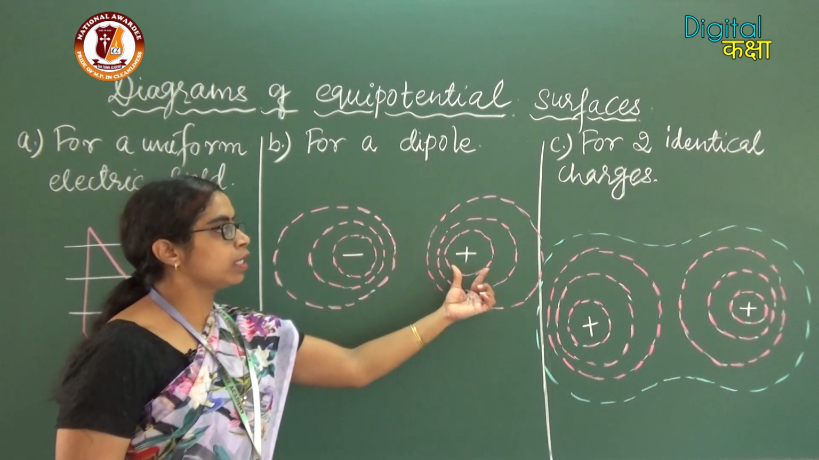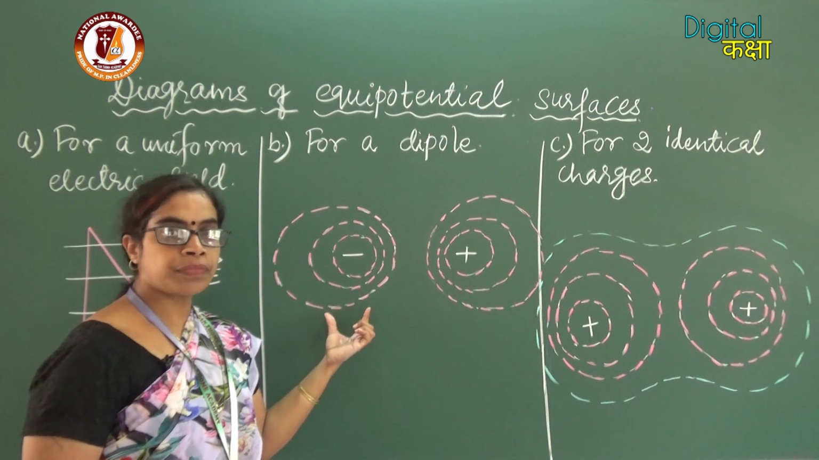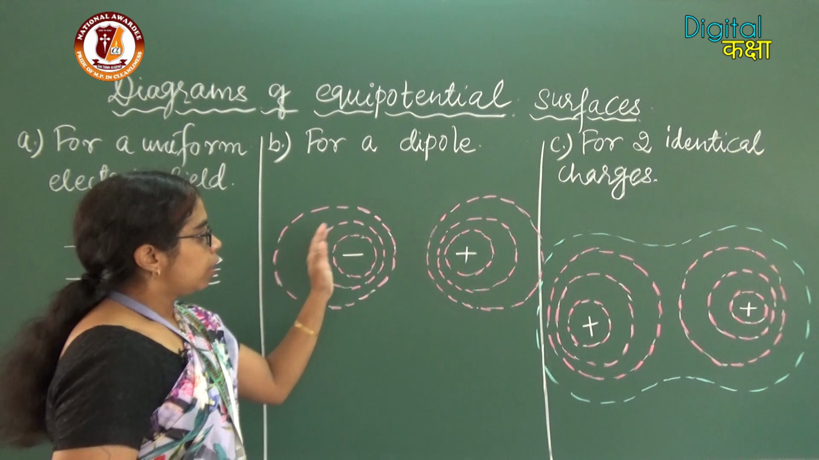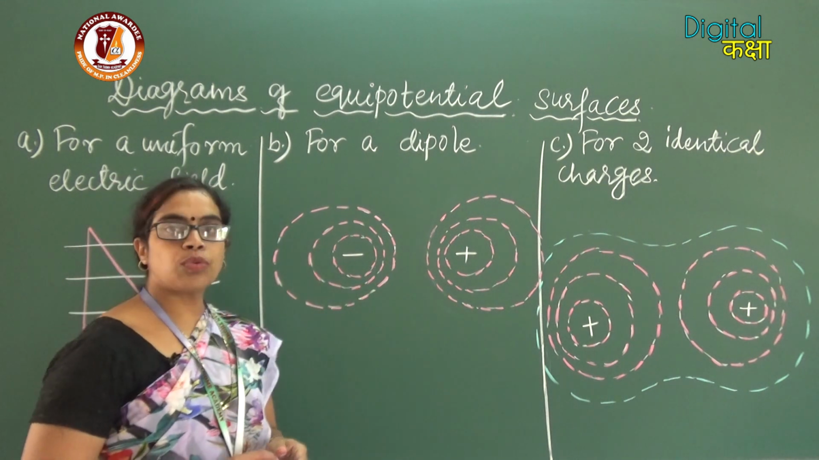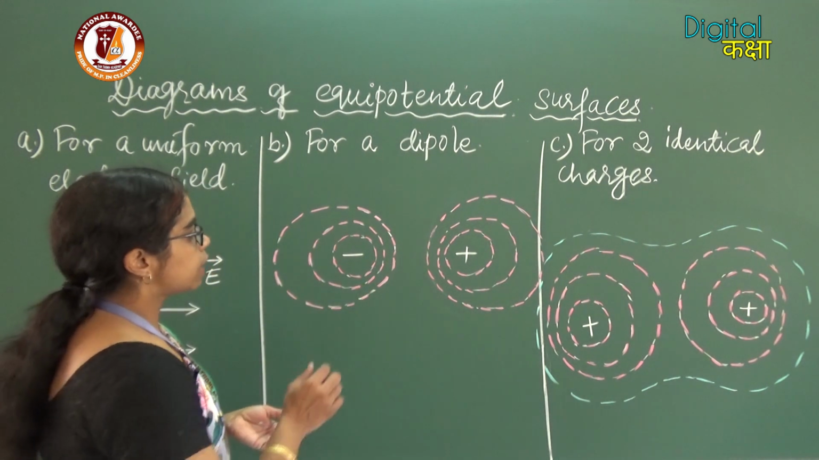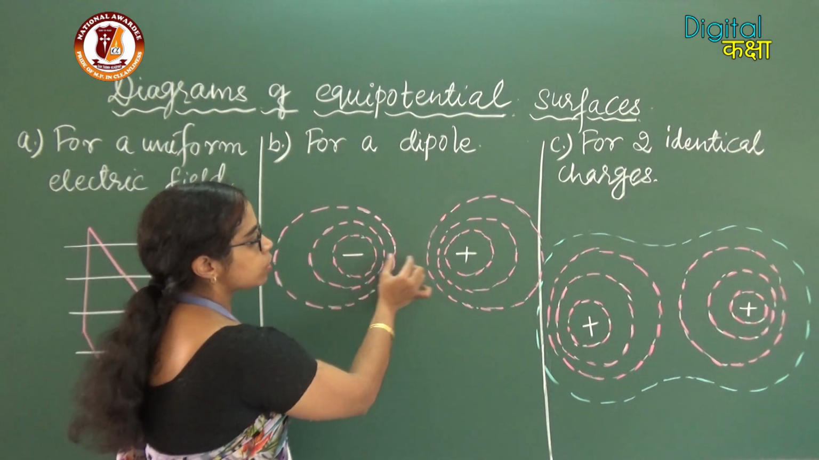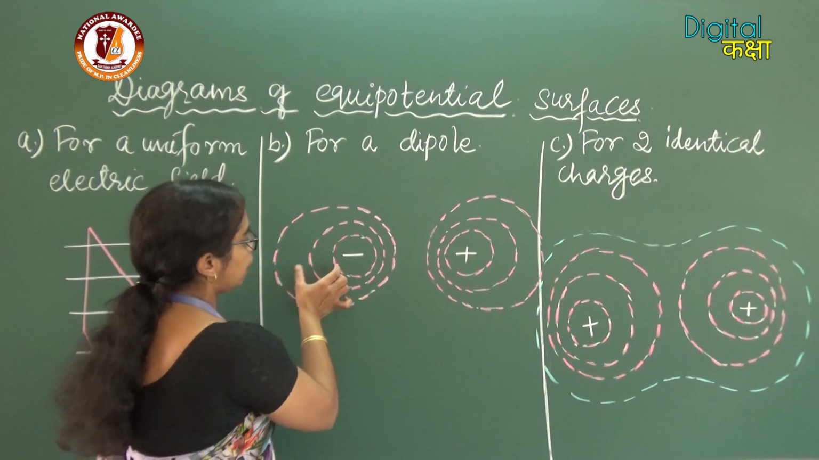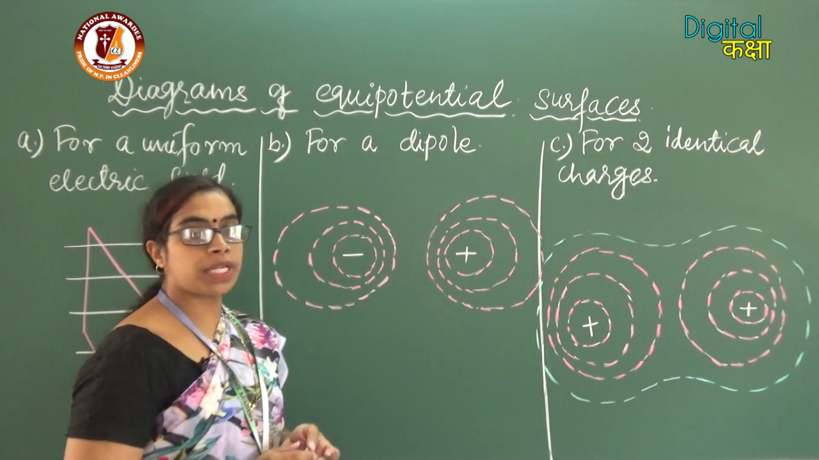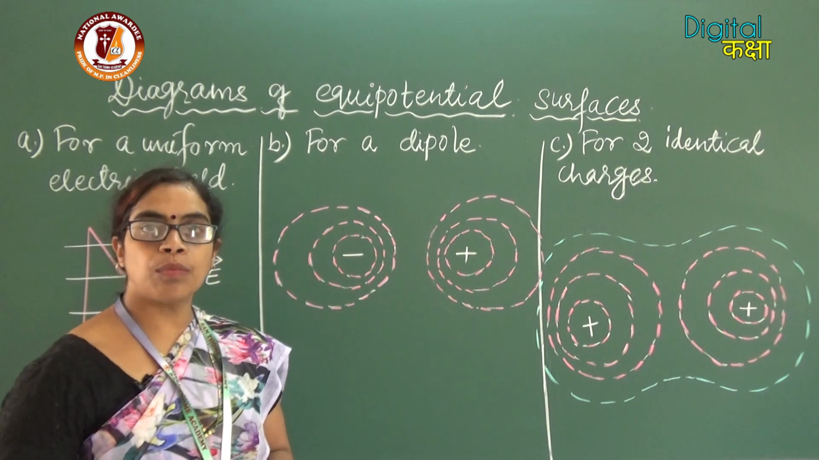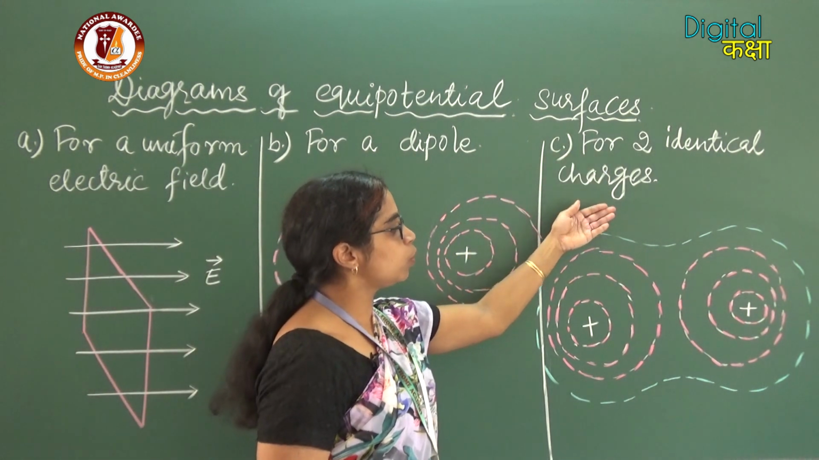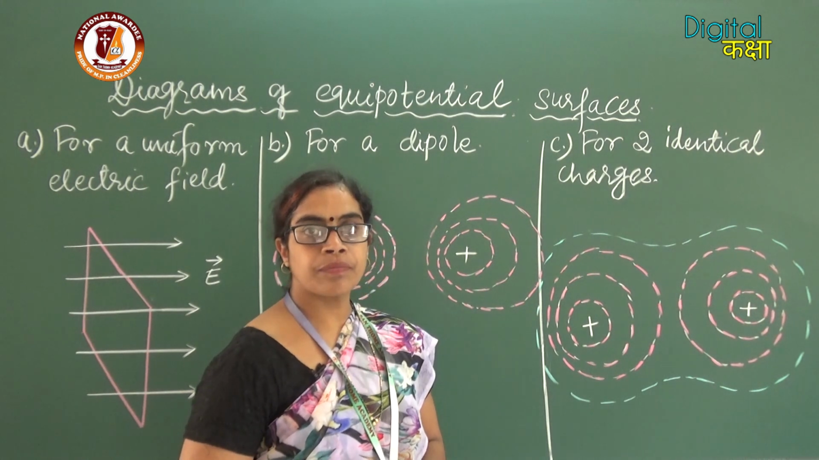Here the negative and the positive charges are given. Around the complete dipole, if the equipotential surfaces are to be drawn, these surfaces will be shown closer towards them, and in a region which is away, the spacing between the equipotential surfaces will be more. The third diagram is representing two identical charges.